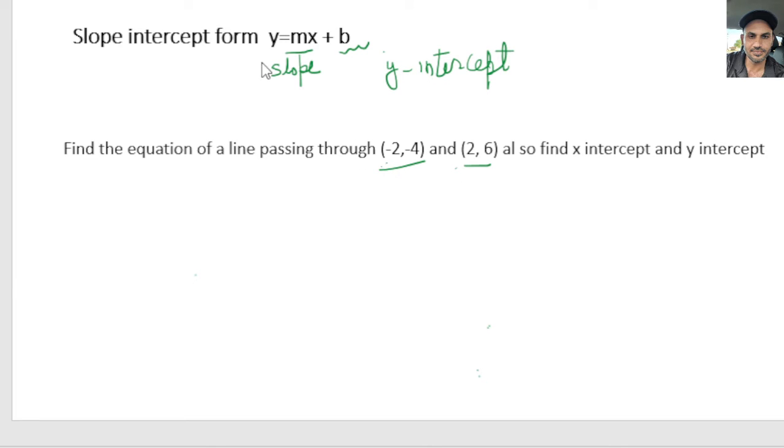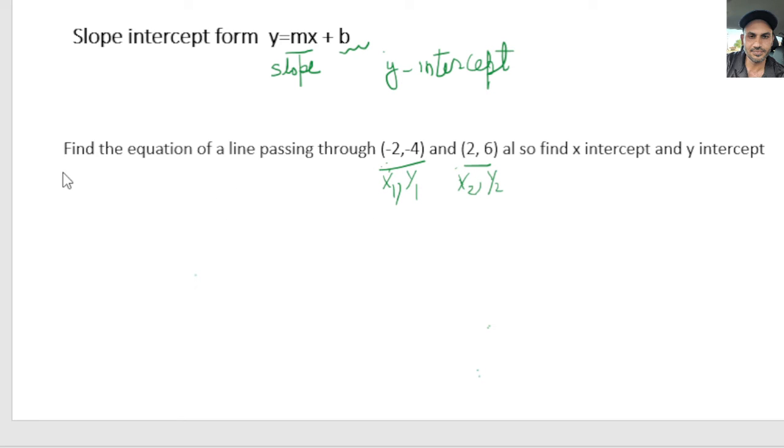The first thing we have to know is what the slope is, and then we have to find out the y-intercept for this line. So we have these 2 points. The first point, the smaller x value, would be our x sub 1. So this is x sub 1 and this is y sub 1. And then you have x sub 2 and y sub 2, with a comma in between.